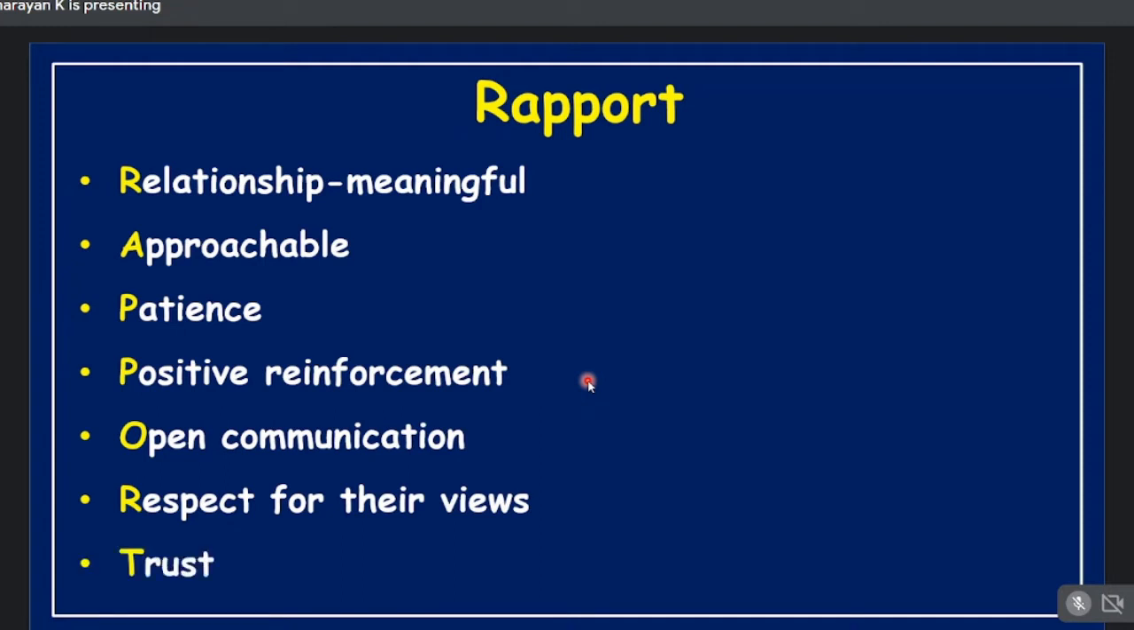So ultimately, rapport means all this. And if you really want to see what is rapport, this is what rapport is all about. Rapport will determine the texture of your relationship with your students.